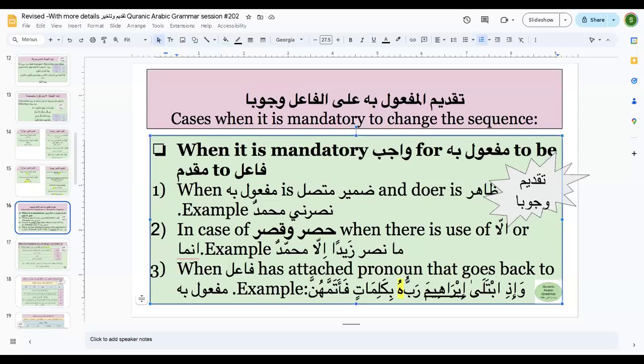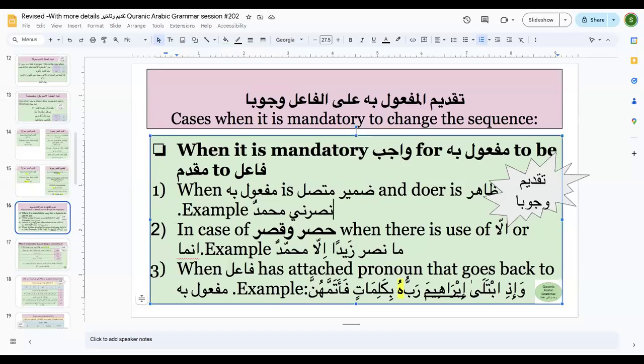Or who will forgive the sins except you, O Allah? In that case, also you will notice that your doer is going to be after the maf'ul bihi. The regular sequence is fa'il, fi'l, maf'ul bihi. First case, when it is mandatory or wajib for maf'ul bihi to be muqaddam to fa'il, is when the damir is attached to the fa'il.